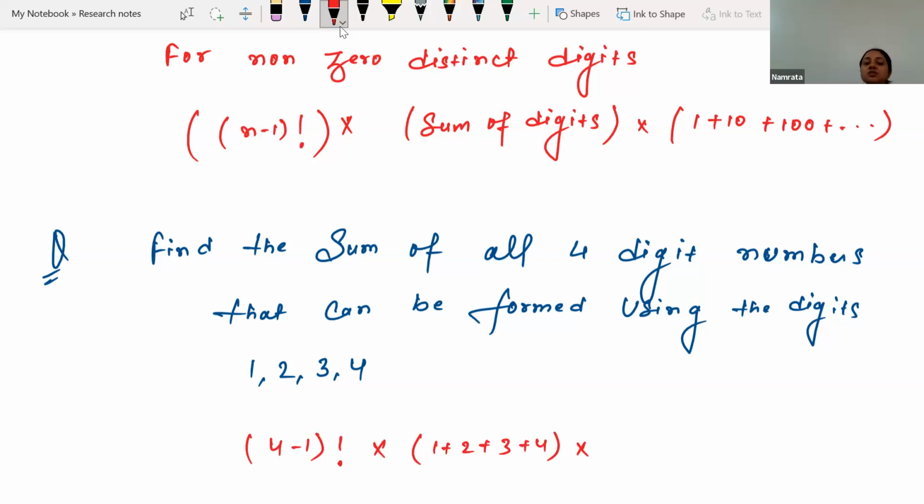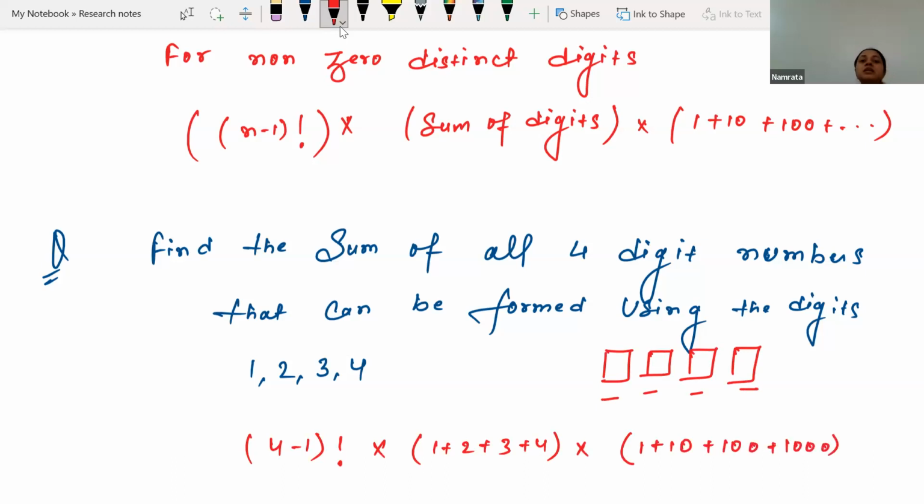plus 100. What is this? This is the number of places. We need 4 digits 1, 2, 3, 4. So ones, tens, 100, 1000. Are you getting it? Yes. So we will be taking 1 plus 10 plus 100 plus 1000. If it is a 3 digit number, formed from 3 distinct digits, then we will take till 100. If it is a 2 digit number, then we will take till 10 only. Okay.